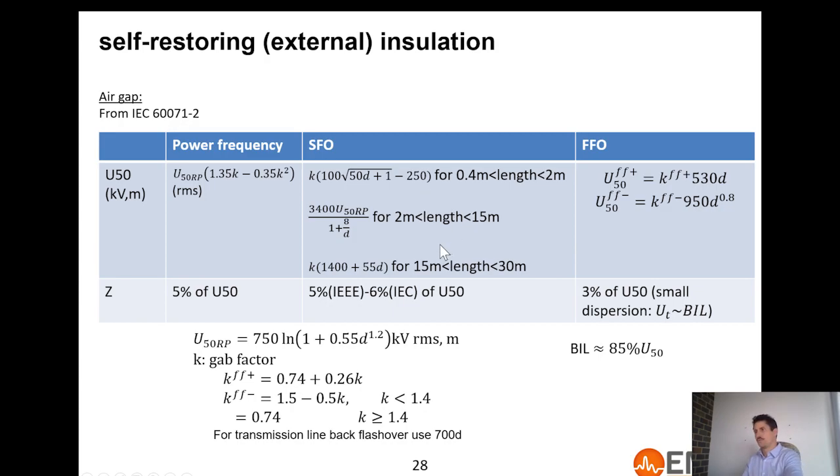Well, one thing you will notice is you have this coefficient K. K is called the gap factor, and you will see it will depend on the configuration. We'll discuss that on the next slide. So that's the first thing to notice here.